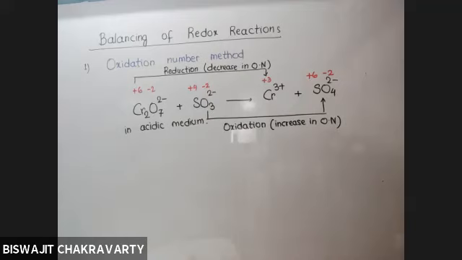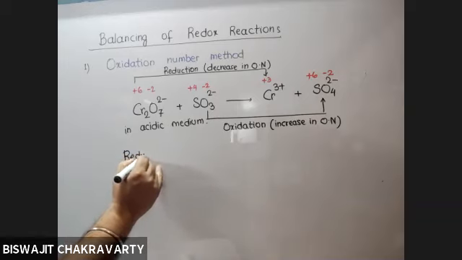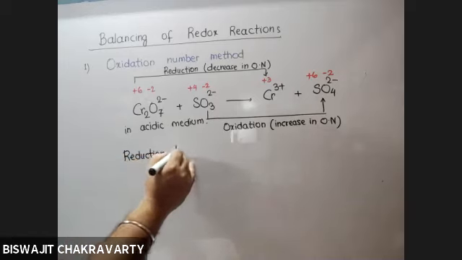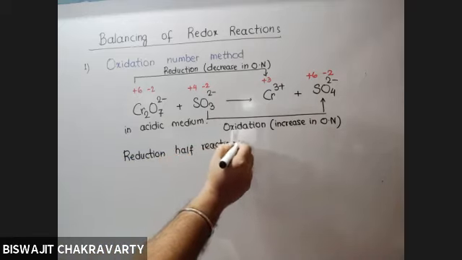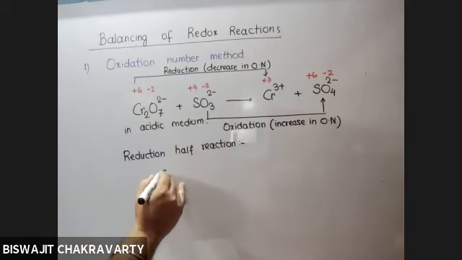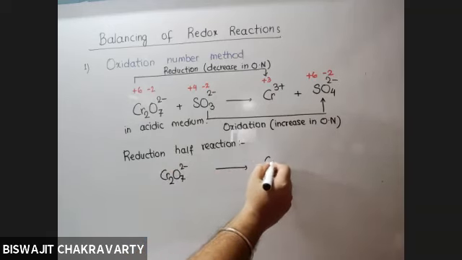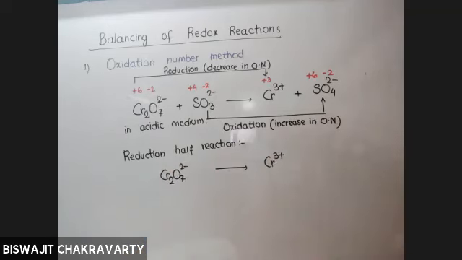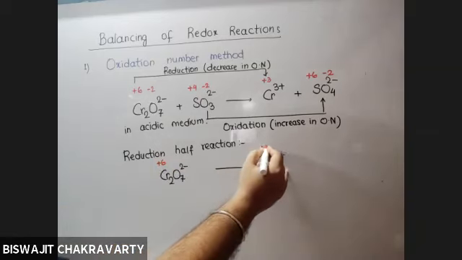Now what will we do? We will write each oxidation and reduction reaction separately, as half reactions. And we are going to write the reduction half reaction. So the reduction half reaction is Cr2O7 2- changing to Cr3+. Okay, sir? Yes, sir. So where +6 is changing to +3.